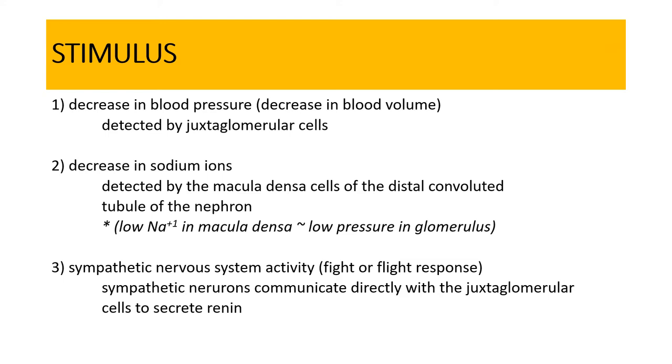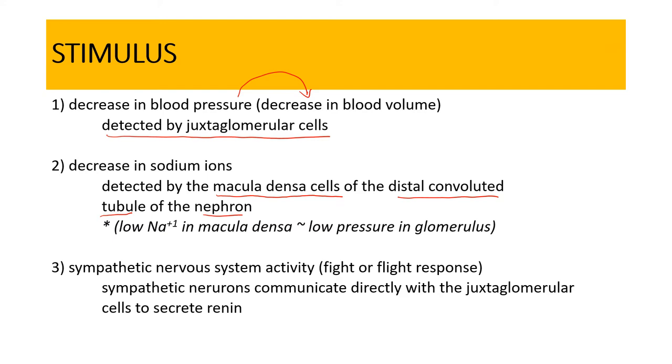A decrease in blood pressure, which I hope you guys know at this point is also associated with a decrease in blood volume. So those are kind of synonymous. But it's a decrease in blood pressure, and this decrease in blood pressure is detected by juxtaglomerular cells. Now, these are special cells that are found associated with the nephron. So we'll talk about where those are specifically in just a minute. A decrease in sodium ions is detected by macula densa cells, which are located within the distal convoluted tubule of the nephron. So again, associated with the nephron.